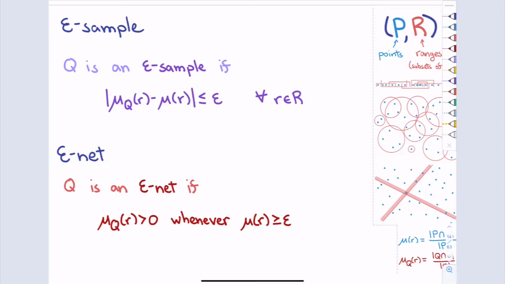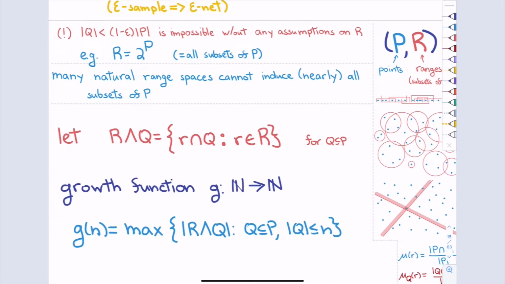A point set Q was an epsilon net if for every range that contained at least an epsilon fraction of the points, so every heavy range, the measure of R is at least epsilon, Q samples at least 1 point from R. Okay, so you're just trying to hit all the heavy ranges. We didn't talk about this too much, nor did we discuss many applications, but we'll see some applications today.